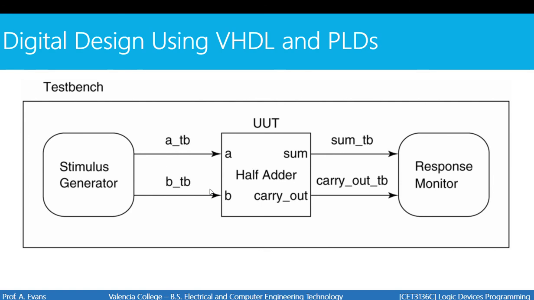So to wrap up what we just did, this was our test bench. The unit under test was the half adder, with the signals A, B as inputs and sum and carry out as outputs. Our stimulus generator generated these signals A_TB and B_TB, which sent zeros and ones into the unit under test. Our signals that we observed were sum_TB and carry_out_TB, which were connected to sum and carry out of the unit under test. And our response monitor is that assert and report statement that looks at the values of sum_TB and carry_out_TB and decides whether those values are correct, and then sends you an error when they're not correct.